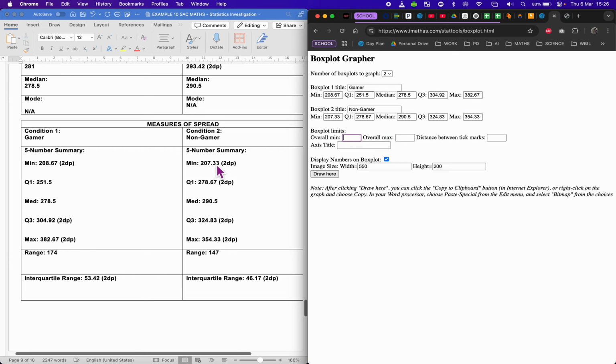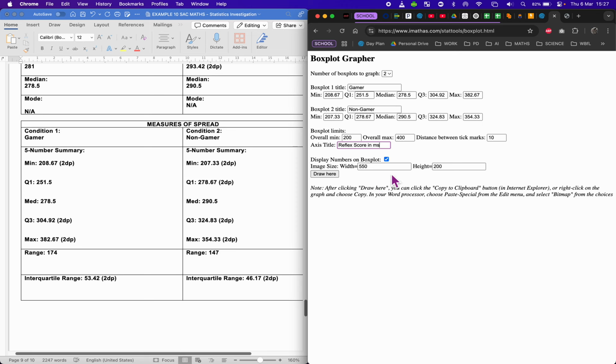Well, the smallest number we're going to see here is 207, so let's make the scale start at 200. And the highest number we get is 382. Let's make the highest number 400. Distance between tick marks. I don't know, that's probably something you can play around with. Let's just make it 10 for now. Axis title, reflex score in milliseconds.